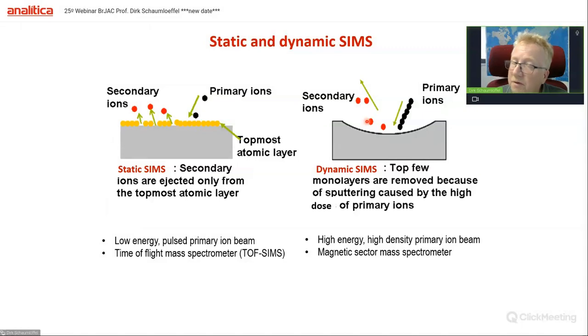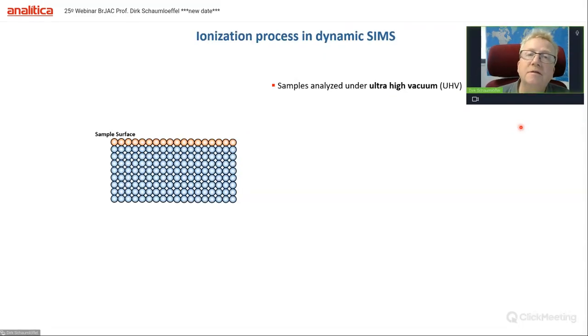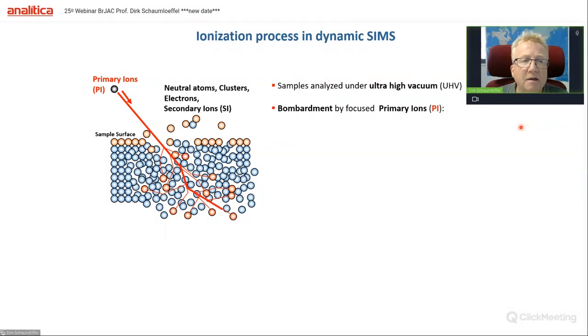And let me now focus mainly on the dynamic SIMS technique and what is going on during this ionization process in dynamic SIMS. So we have the primary ions. They are hitting the sample surface, and we have a cascade of collisions. Neutral atoms, clusters, electrons, and secondary ions are created. Only the secondary ions are later used for analysis. Everything is done under ultra-high vacuum. This is later important when we are talking about sample preparation.